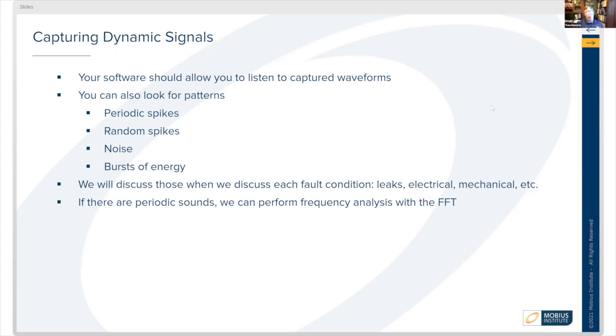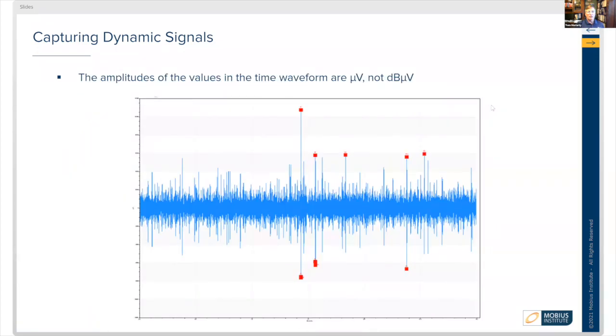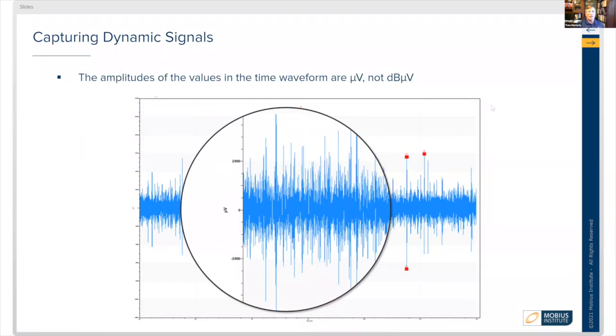And if there are periodic sounds, we want to be able to apply some frequency analysis with fast Fourier transforms. Fast Fourier transforms are really a way to break down the signal so that you can see different components within that time waveform. Again, the amplitudes of the values in the time waveform are in microvolts, not in decibel microvolts.